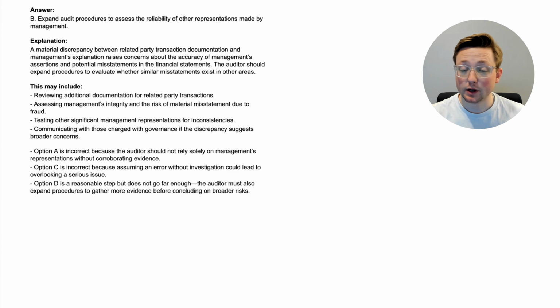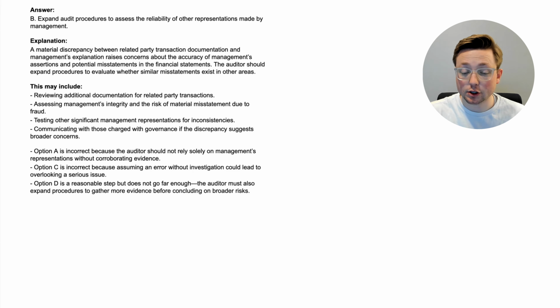A material discrepancy between related party transaction documentation and management's explanation raises concerns about the accuracy of management's assertions and potential misstatements in the financial statements. The auditor should expand procedures to evaluate whether similar misstatements exist in other areas. That would include things potentially like reviewing additional documentation for related party transactions, assessing management's integrity and the risk of material misstatement due to fraud, testing other significant management representations for inconsistencies, and communicating with those charged with governance if the discrepancy suggests broader concerns. You might notice that the last one we just read was option D. So that might be something they would do. But again, that's not the only thing the auditor should be doing.